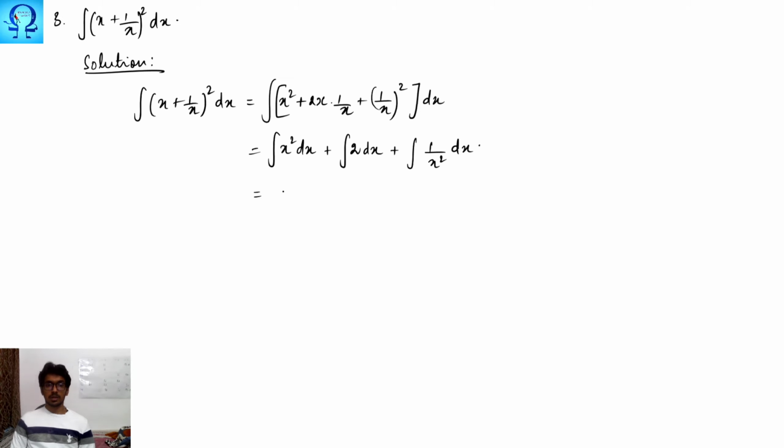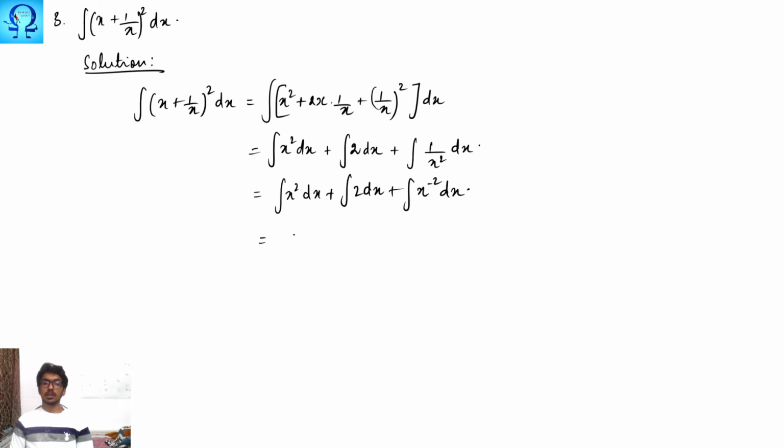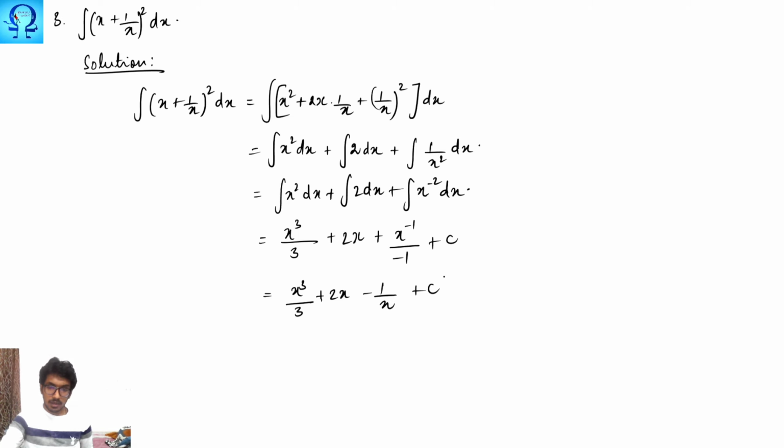Let me write things as they are. Plus this shall be written as x^(-2) dx. So this would give you x^3 upon 3, that is x^(2+1) upon (2+1), plus 2 is a constant, so you take it outside, and when you integrate dx, you are going to get x. And this is x^(-1) upon -1 plus constant of integration c. So the final answer is x^3 upon 3 plus 2x minus 1 upon x plus c, right?